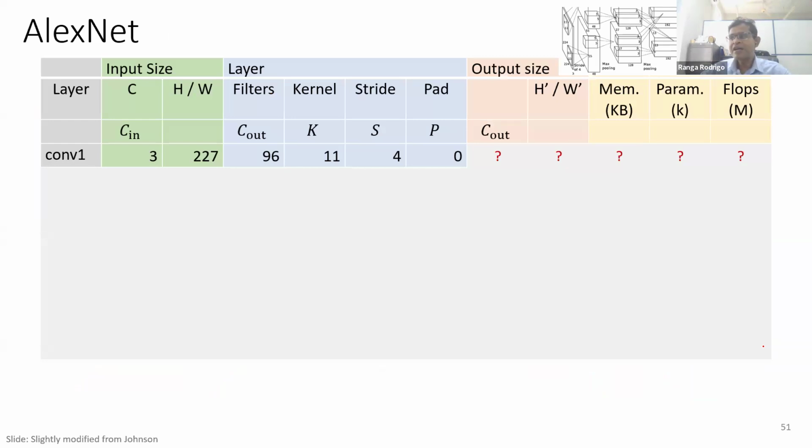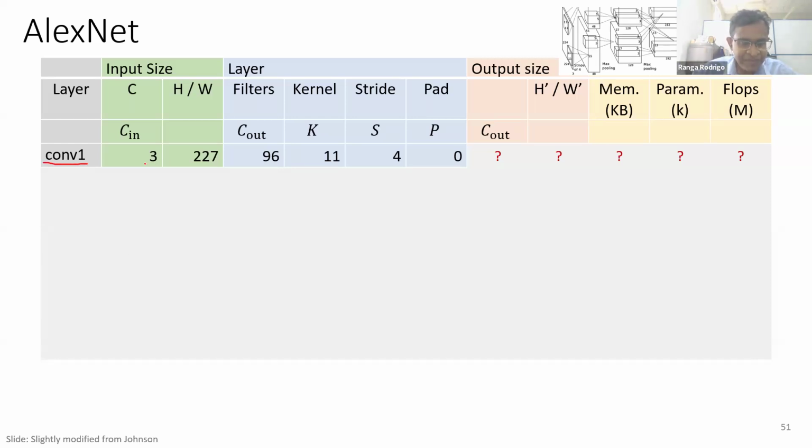Okay, so now let's compute the number of parameters, the amount of memory used, and the number of floating point operations that this network requires. It is very important for us to be able to analyze these things, because we have to know the amount of resources that we would need when we construct a neural network. So first of all, let's take the first convolution layer.